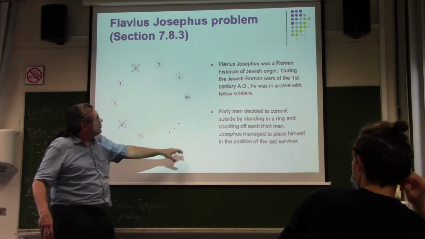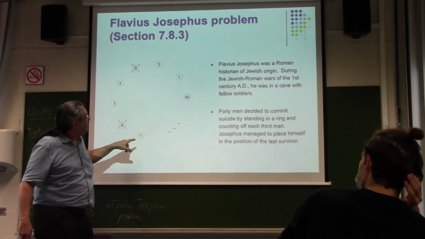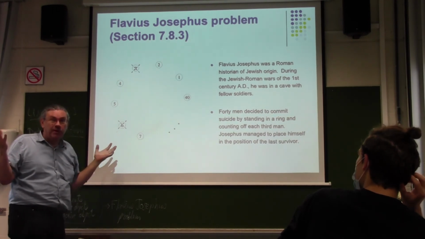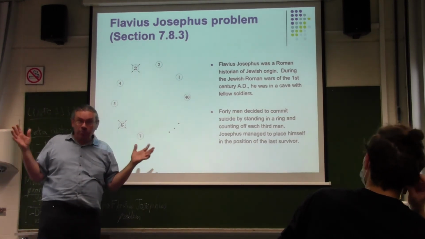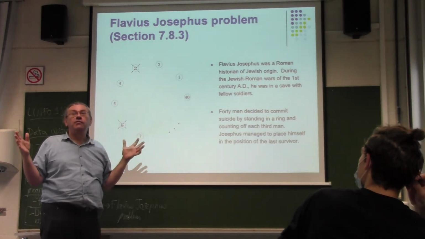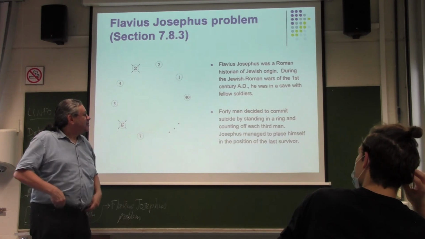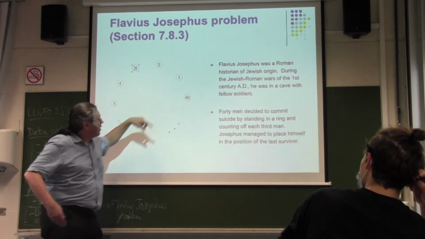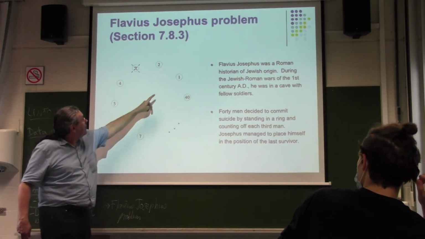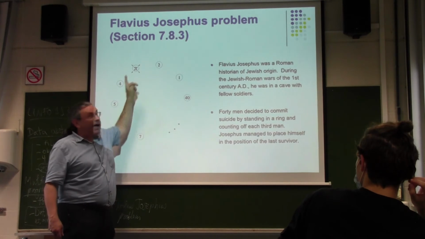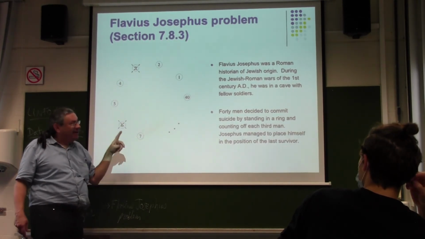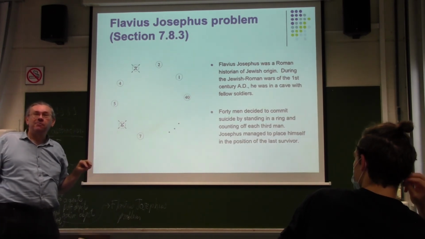So he was in a cave with fellow soldiers, and there were 40 men, and they were lost. Okay? It was over for them. So they decided that honorably, they would not be killed by the Romans, they would commit suicide. So this would impress the Romans, okay? So they were standing in a ring. The idea was that they would count every third man, 1, 2, 3, and that guy commits suicide. 1, 2, 3, and keep going until nobody's left.